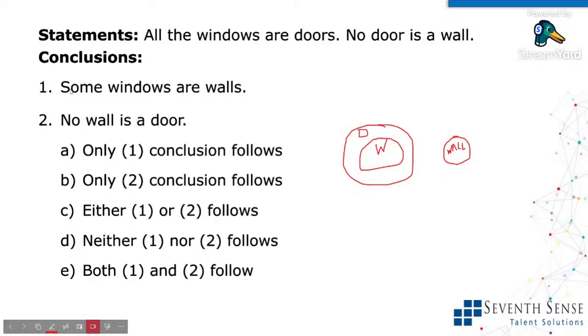First thing, some windows are walls. No, not at all, because windows are here, walls are here. So there is no connection between them. So no. No wall is a door. No wall is a door. Very good. This is the right one. So your conclusion too follows.